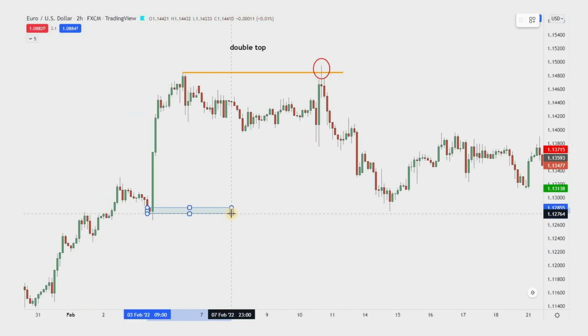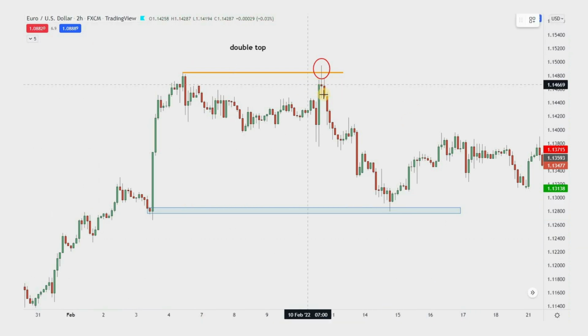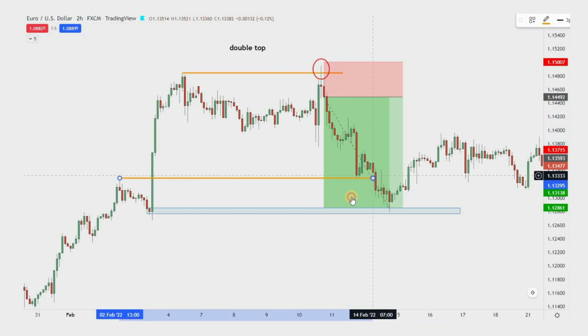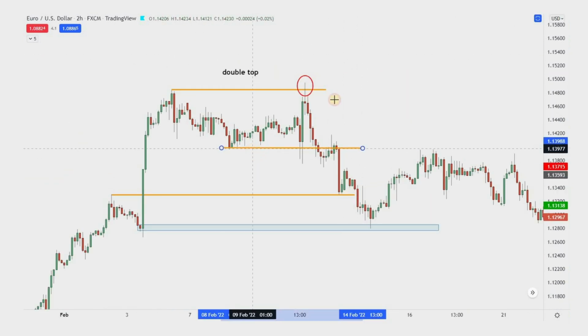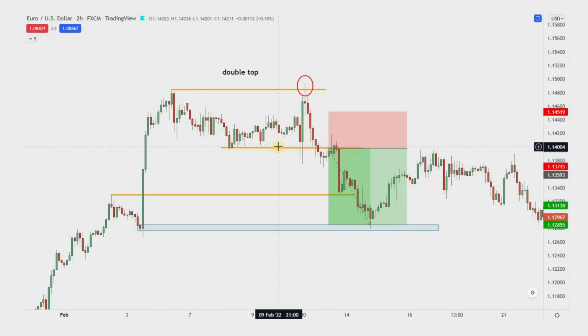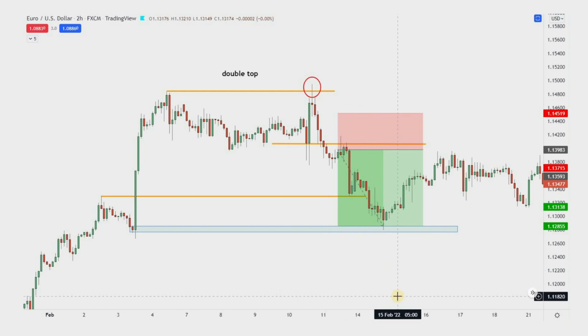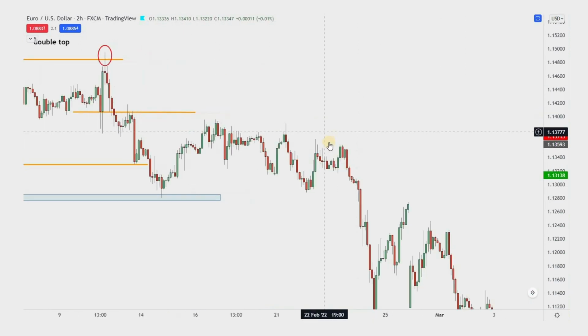The target of this current pattern is going to be the fresh demand zone or the support level above it. It's recommended to enter a sell trade on the fake out event after the close of next candle. In this example, waiting for break of neckline doesn't offer a good risk-reward trade. The RSI divergence is another confirmation that we can use when we trade this type of formation.